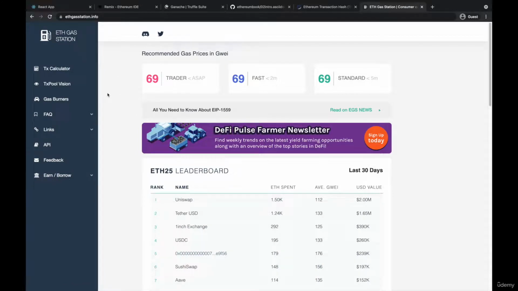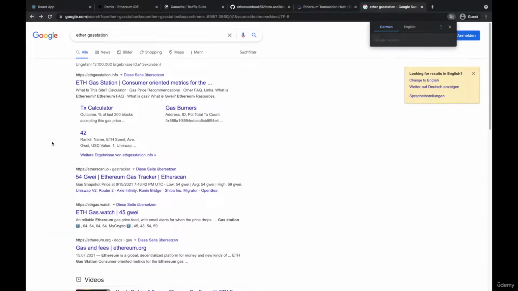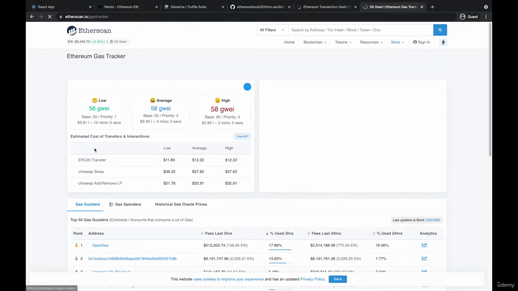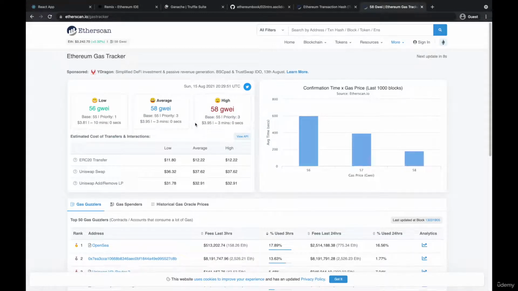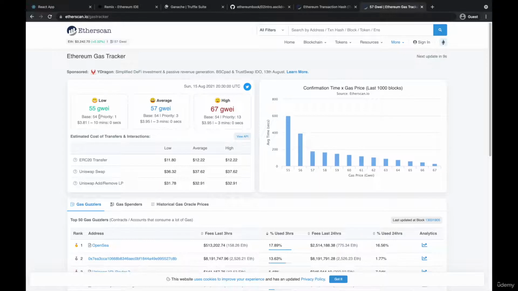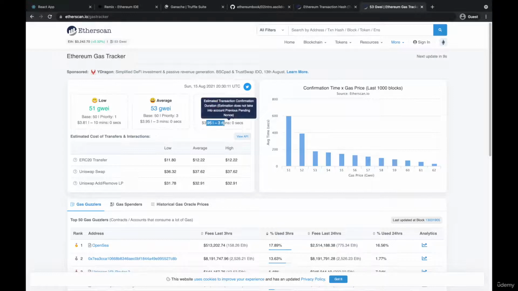Okay, I think this is a bug. It cannot be the same price for fast, standard and trader transactions. This doesn't make much sense. I think something is bugged here. Okay, so depending on how many GWei you are willing to pay, the transaction will be processed. Of course, when you're paying lower GWei, the transaction will take longer. For a lower price, you will wait 10 minutes until the transaction is processed. When you pay a lot of GWei, you can have the transaction resolved in 3 minutes.